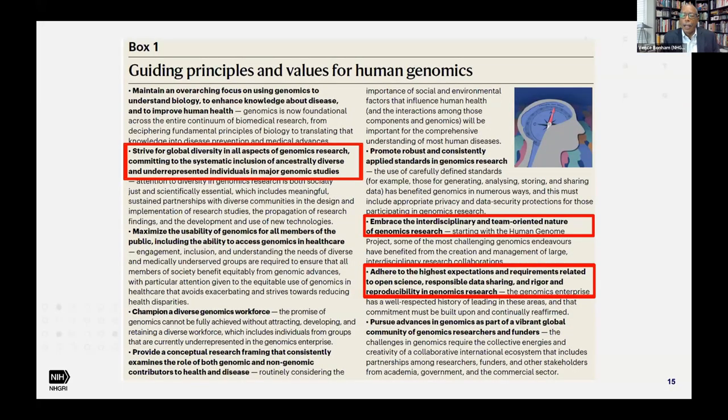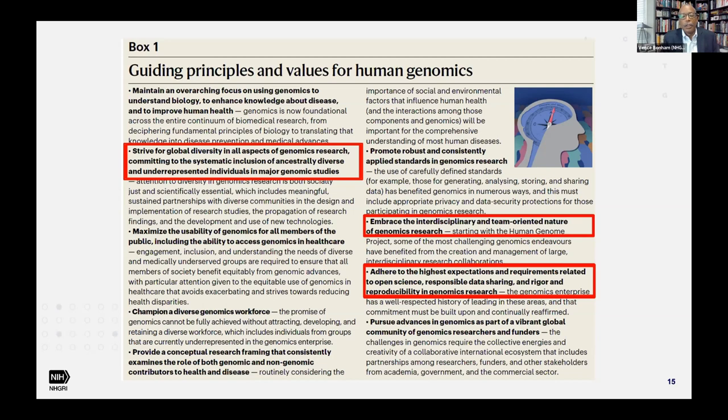So I want to highlight three of the guiding principles that are in the vision document and encourage you to go back and review the vision document and some of the areas that are important to your own work and to the whole AnVIL program. And one of the areas is to strive for global diversity in all aspects of genomics research, committing to the systematic inclusion of ancestrally diverse and underrepresented individuals in major genomic studies.